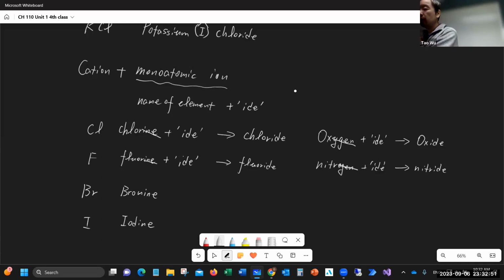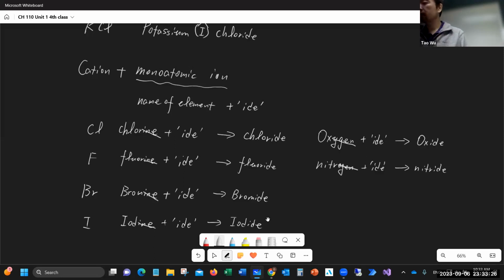Okay, so this one you add the IDE, and you get rid of the INE over here, so that's called a bromide. And this one has an IDE. Get rid of this, and it's called iodide. That's interesting. Iodide.